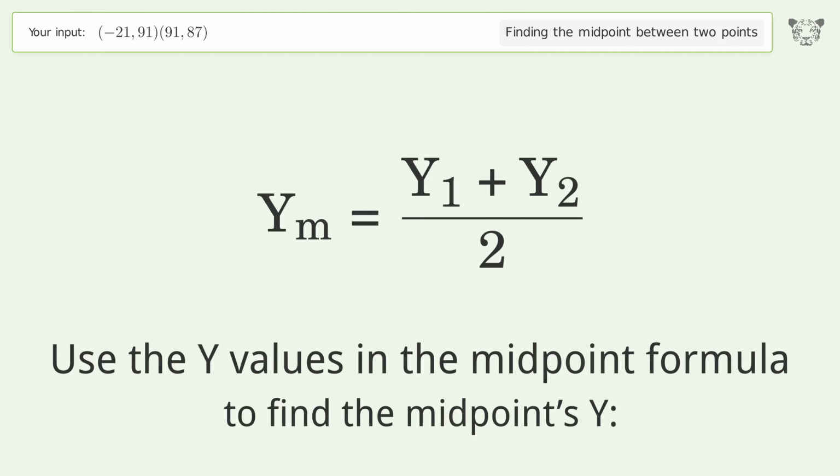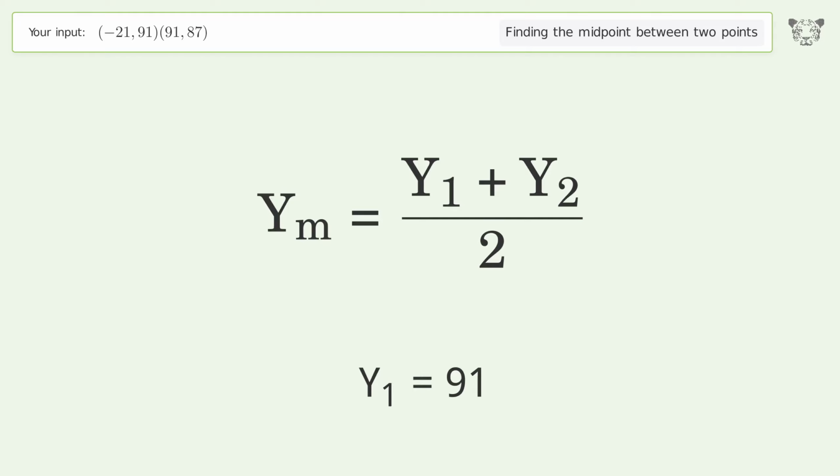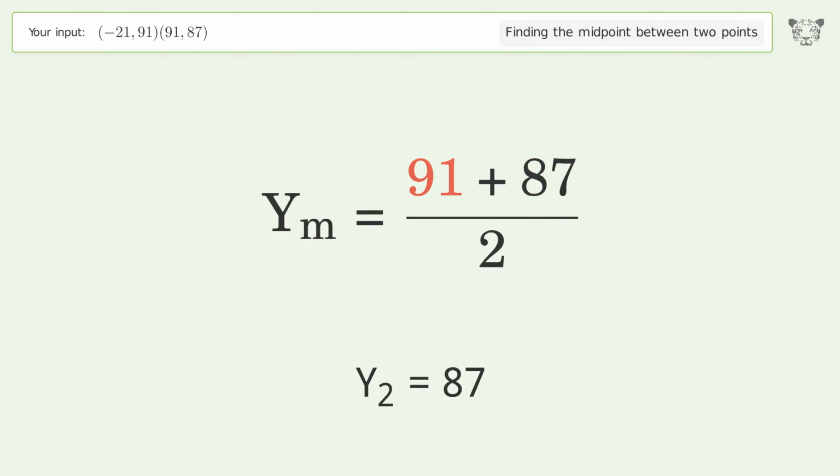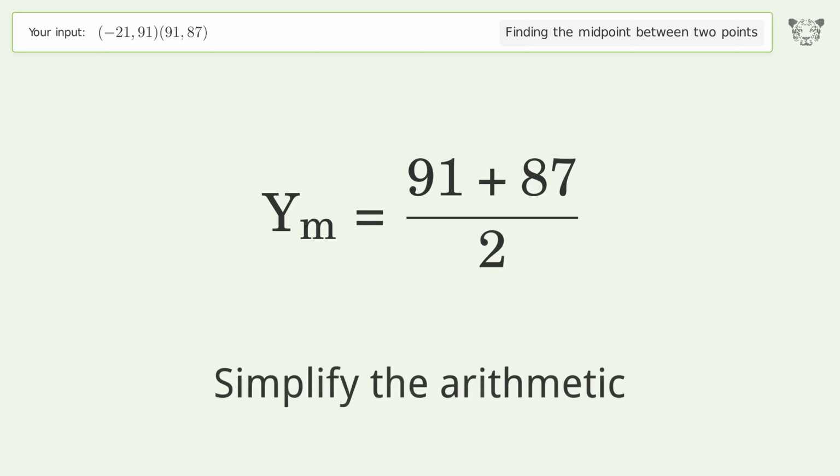Use the y values in the midpoint formula to find the midpoint's y. y1 equals 91. y2 equals 87. Simplify the arithmetic.